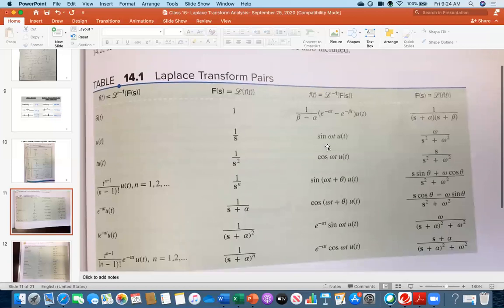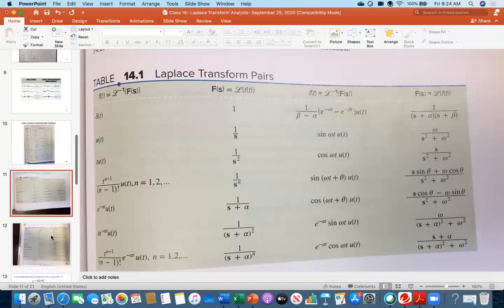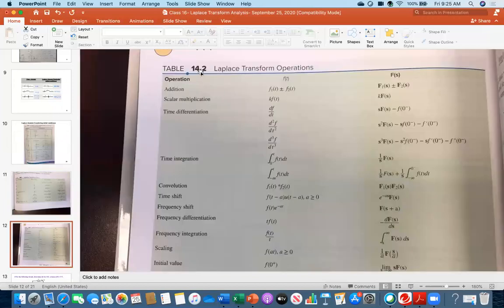Just now we solved sine omega t. If you see sine omega t, then it is omega over s squared plus omega squared. Similarly, for any voltage or current result you get, you write down these things to convert into the time domain. So these are the Laplace domain functions, and these are the time domain functions.